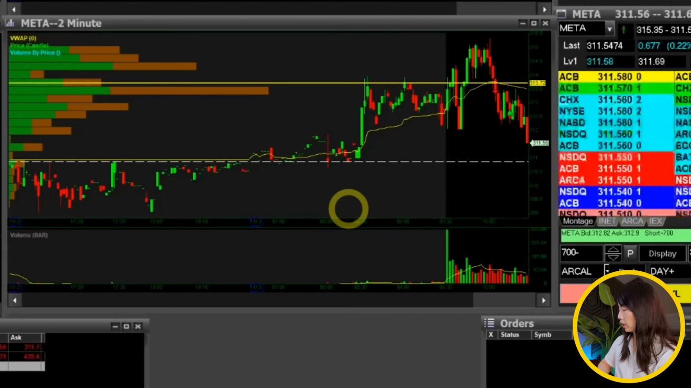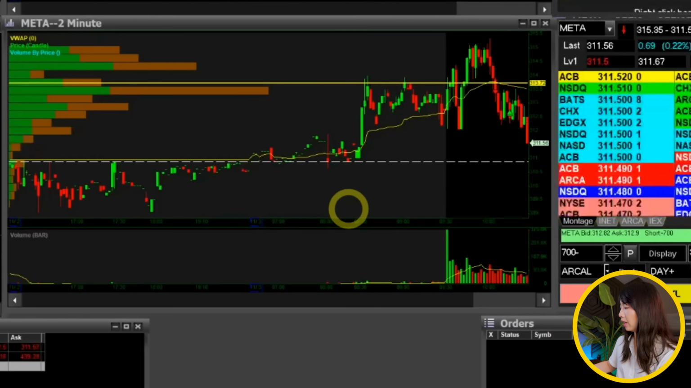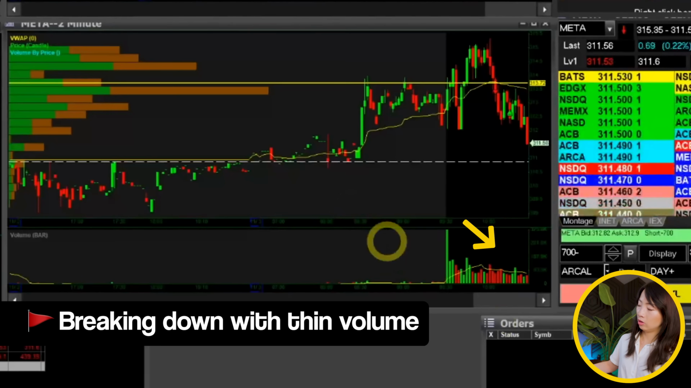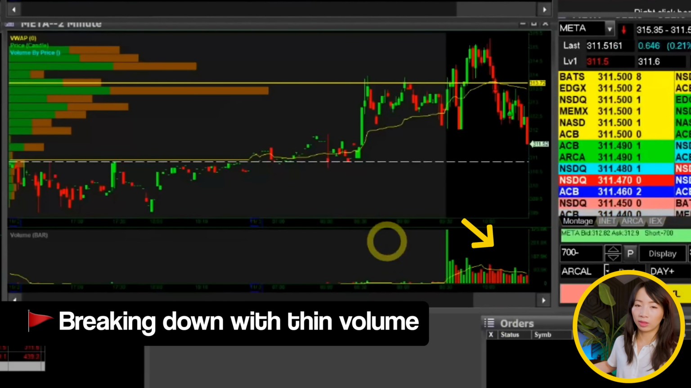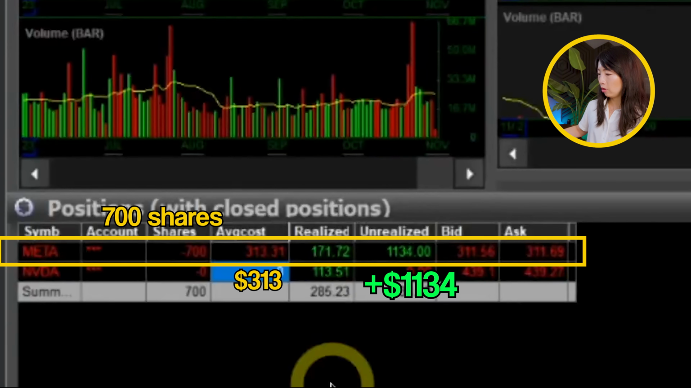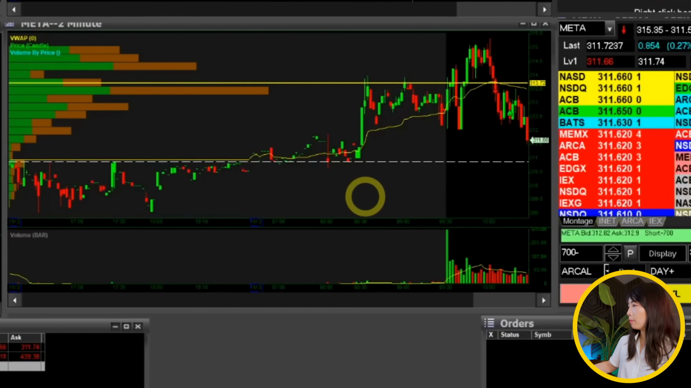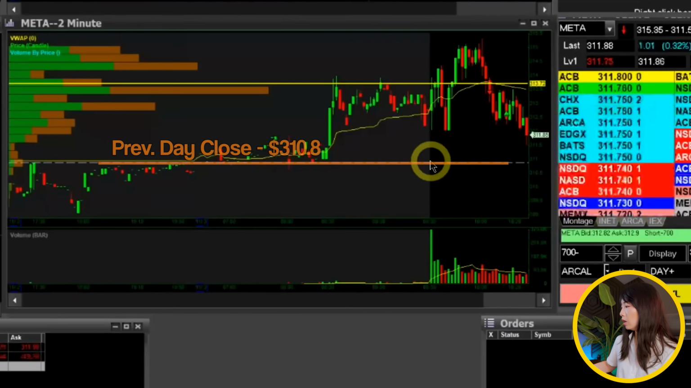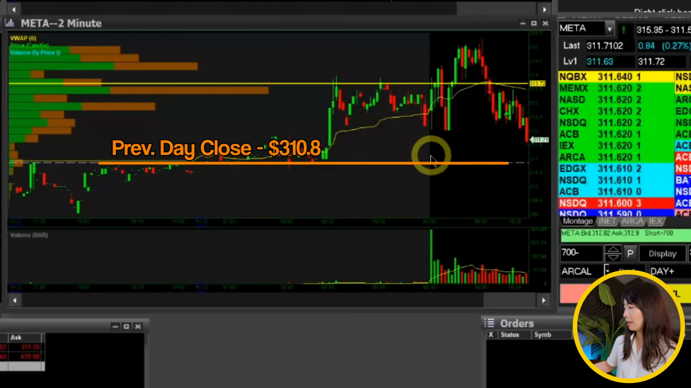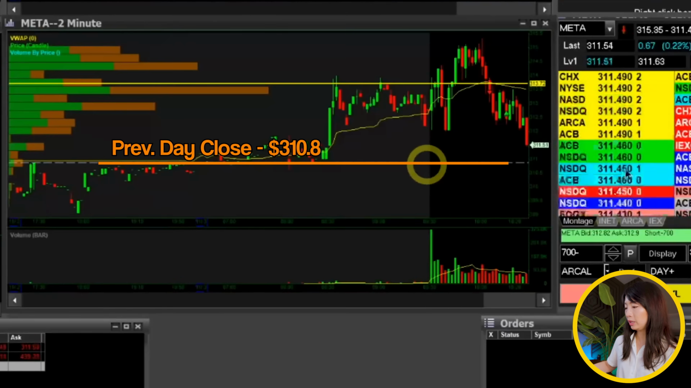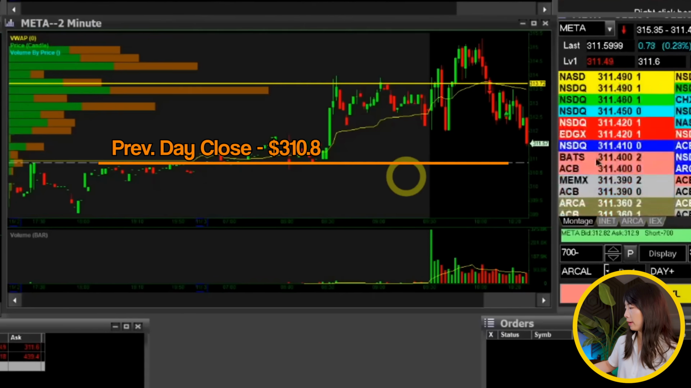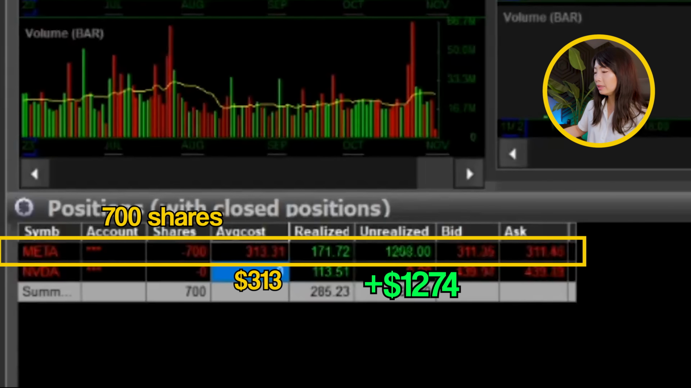Fast forward now, you can see Meta pulling down to 311. But once again, look at the volume at the bottom. You're still breaking down with thin volume. You can see I'm up about $1,100 on the remainder of the 700 shares. I thought about covering it, but I really wanted to see if we get that prior day's close area, which would be 310.8. That would have been great risk reward. You can see I'm unrealized almost $1,200 on the remainder of the 700 shares. In hindsight, I wish I took it.